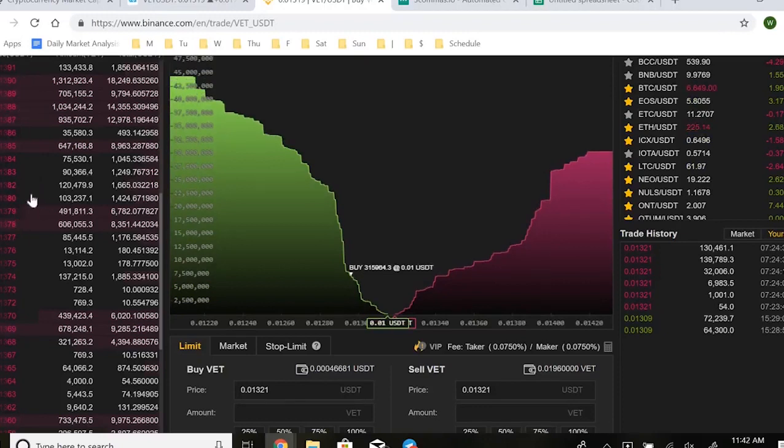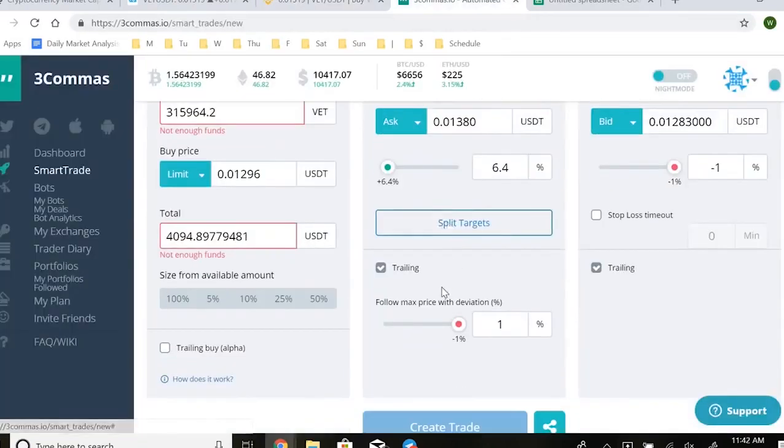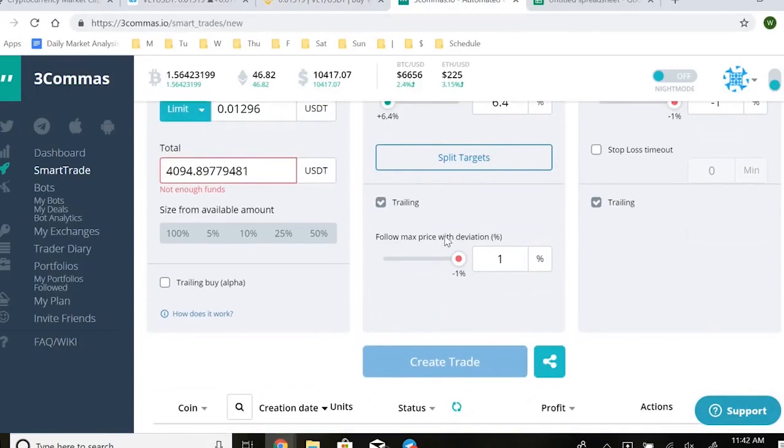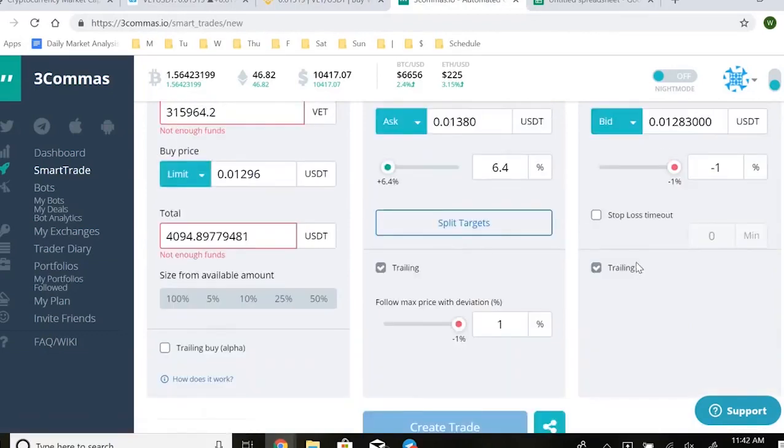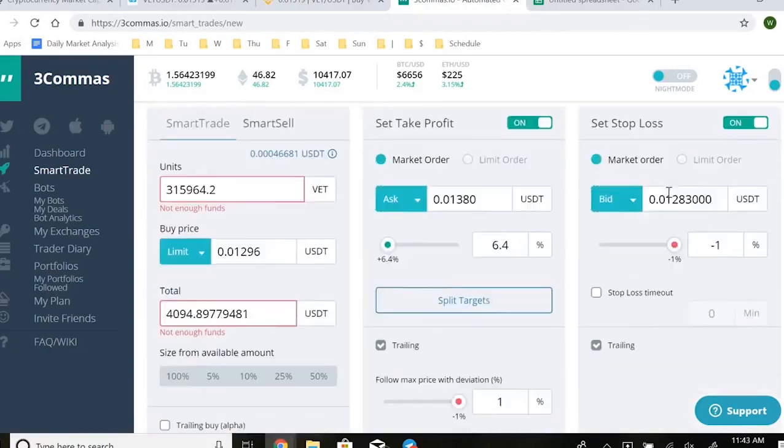So let's say we're at 1380, right? And the price hits 1380, but then it keeps rising and it goes up to 1390. Your sell order would actually rise with the price of the asset up to like 1385, whatever the minus 1% would be. And then if the price falls, you actually sell at 1385 instead of 1380 with a trailing set profit. So it's very nice to have this and something that I'm actually excited to use. And then lastly, we have the set stop loss.